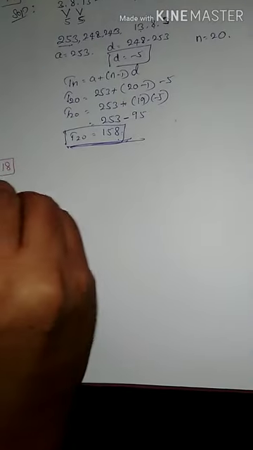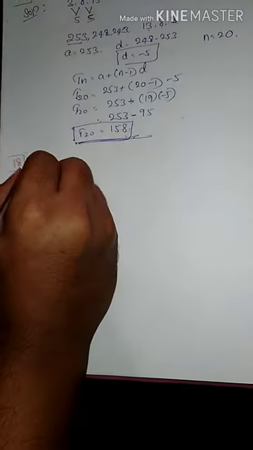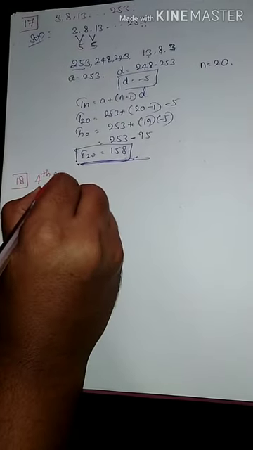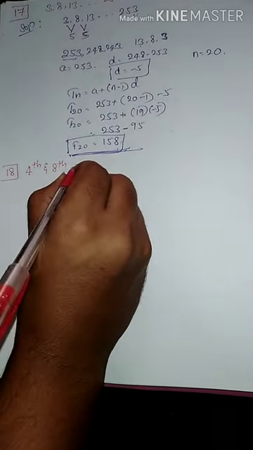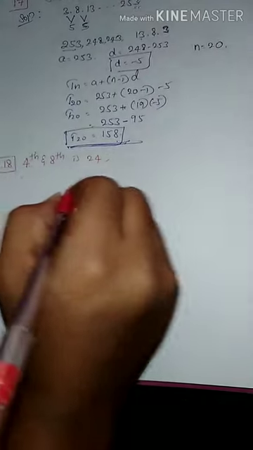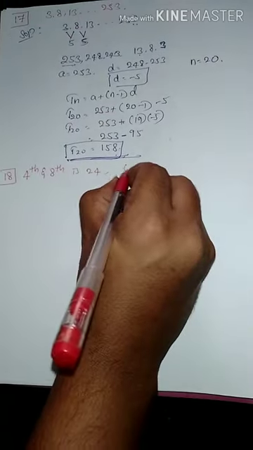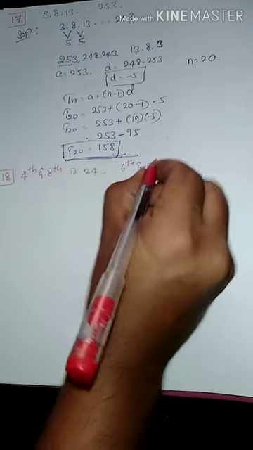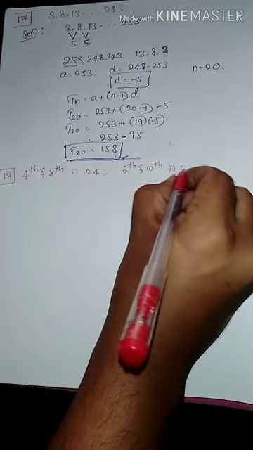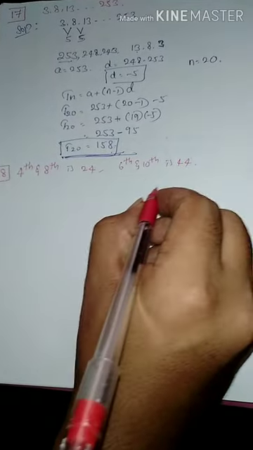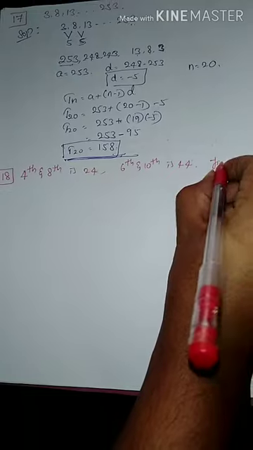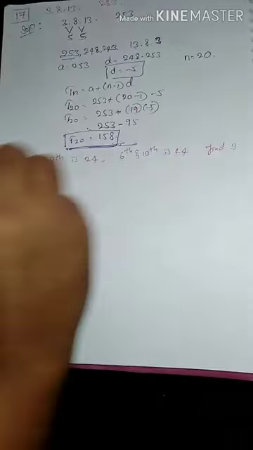The sum of 4th and 8th term of an AP is 24, and the sum of 6th and 10th term of the AP is 44. Find the first 3 terms of the AP.